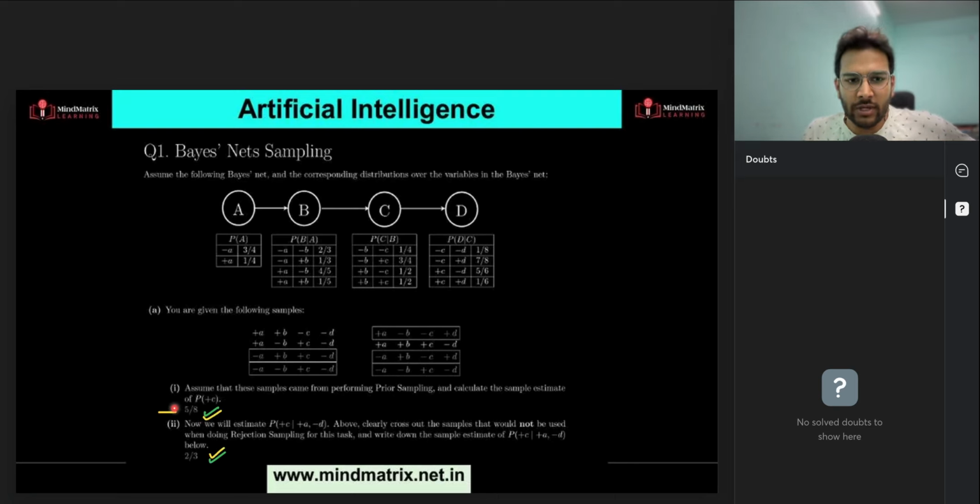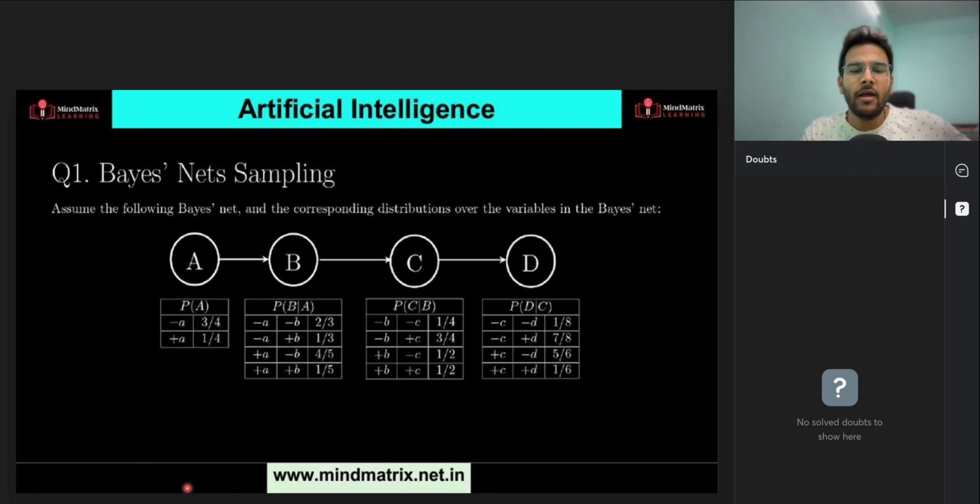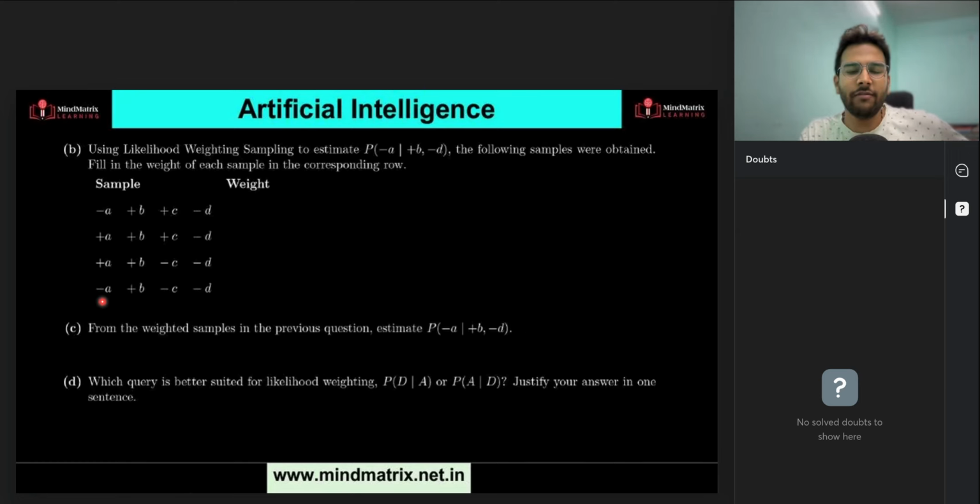So 5 by 8, as you can see the answers, I hope it is visible, 2 by 3. Fine. Now the next question. So the question is same, like these CPTs are exactly same. Now we have these parts B, C, D. Let's try to answer these parts. And I want you to solve these so that you can get some practice. I have already solved these type of questions.